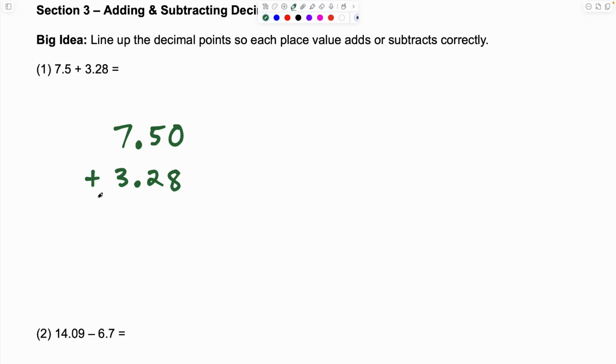Now we just have to go down the line, and I start from the right. I do 0 plus 8 is 8. 5 plus 2 is 7. The decimal is just going to carry down. And then we have 7 plus 3 is 10. So we're going to write our 10 here. So we're going to have 10 and 78/100ths. So this works out to, once again, just 10.78. And this is our solution.